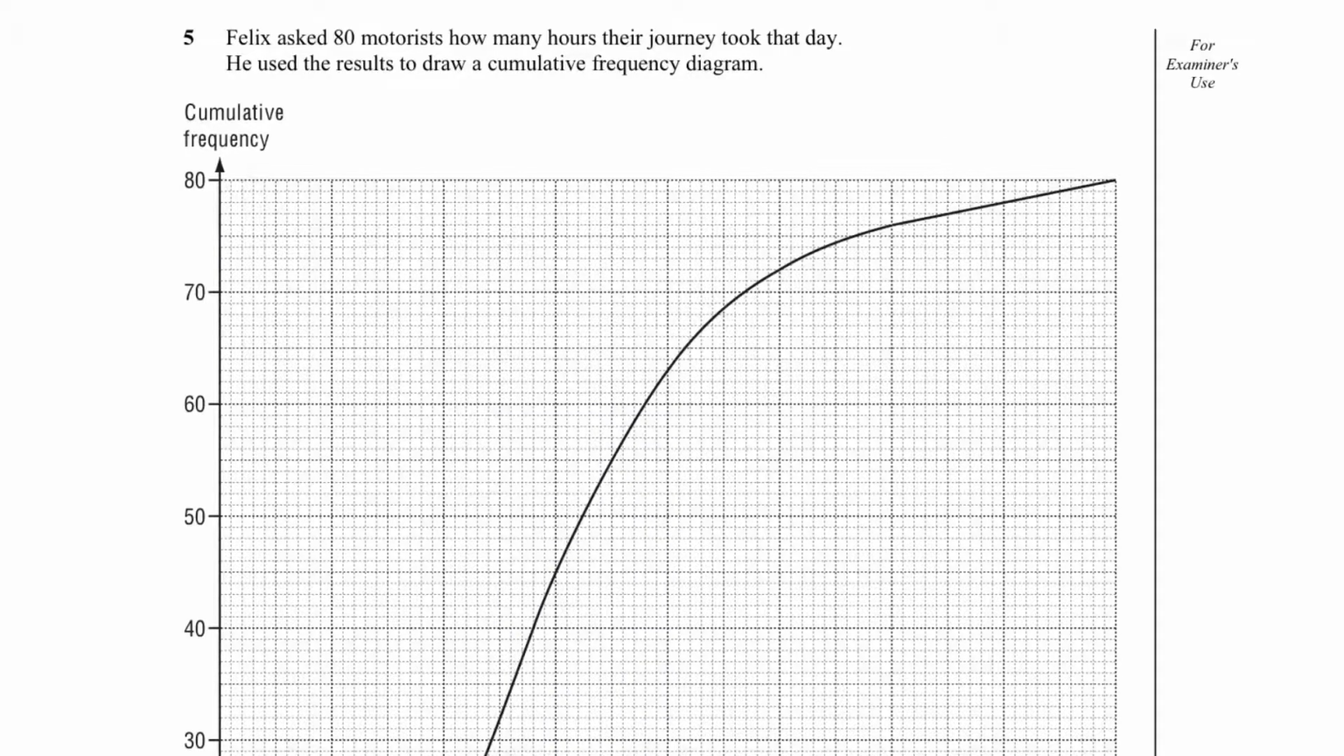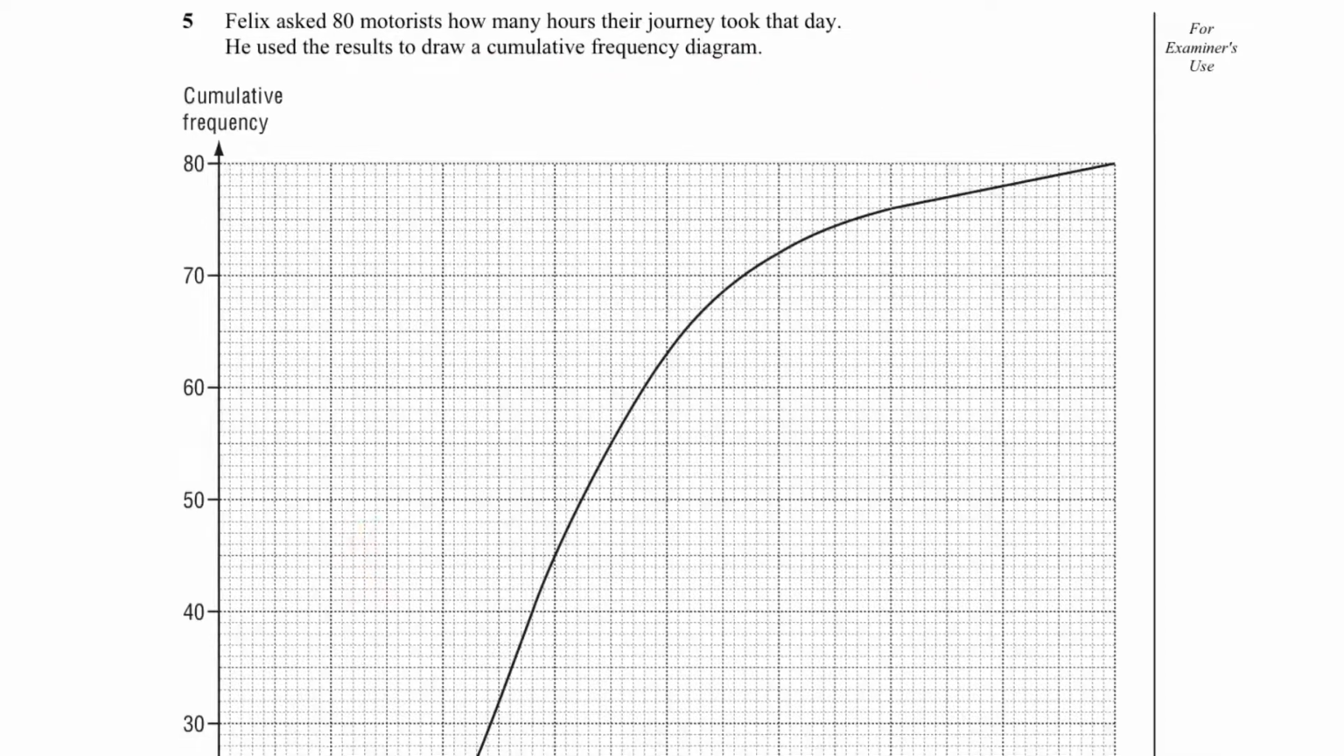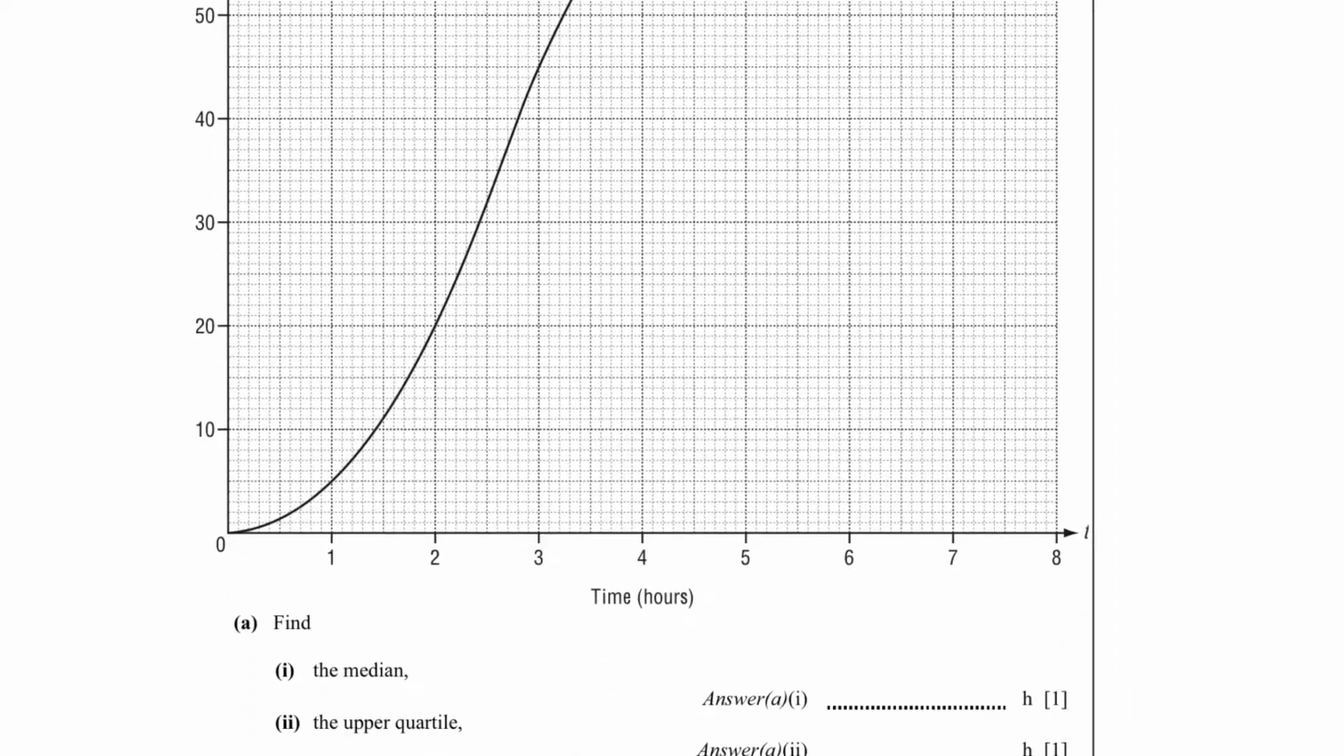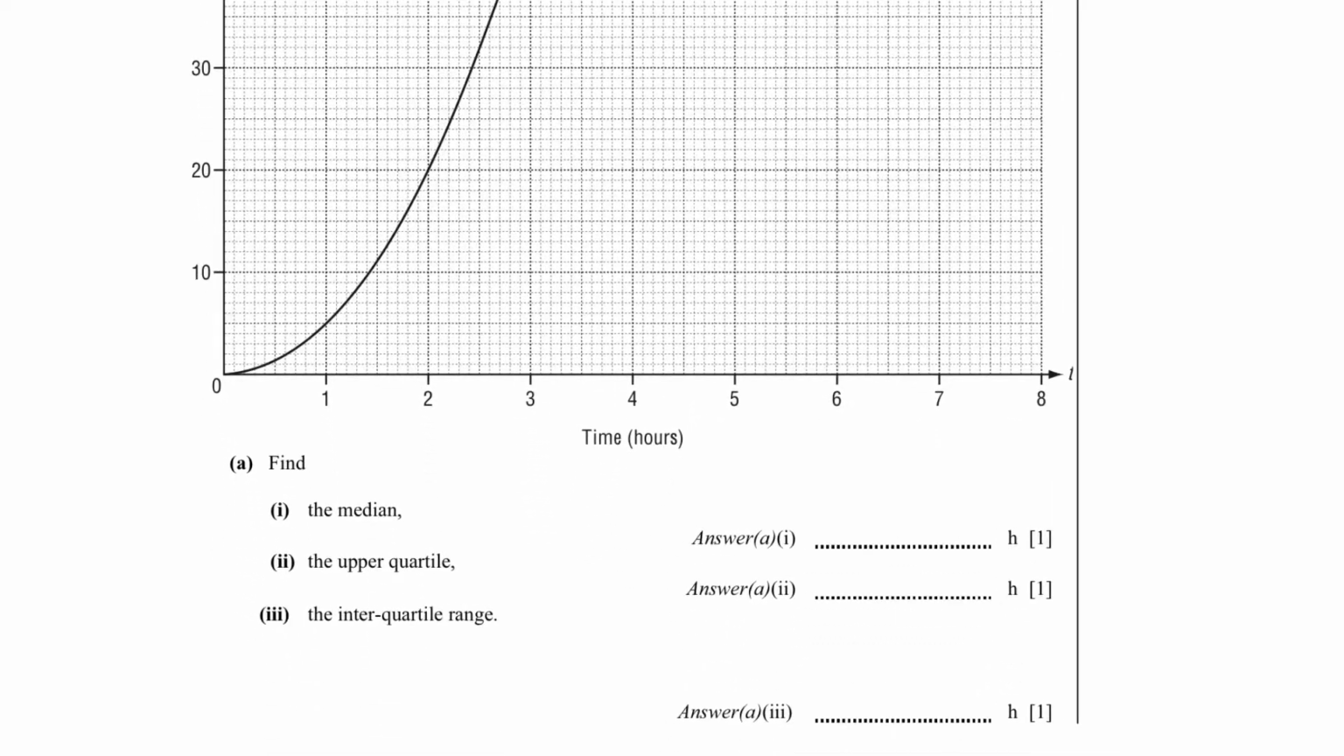Question number 5. Philip asked 80 motorists how many hours their journey took that day. He used the results to draw a cumulative frequency diagram. So we have been given a cumulative frequency diagram, and we are asked to find the median, the upper quartile, and the interquartile range.